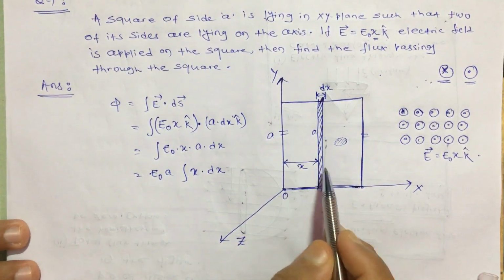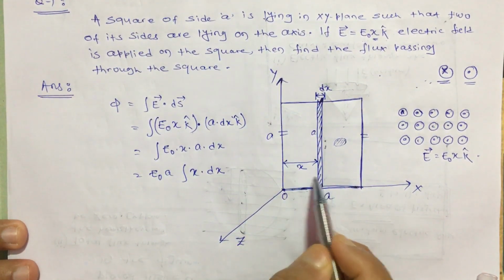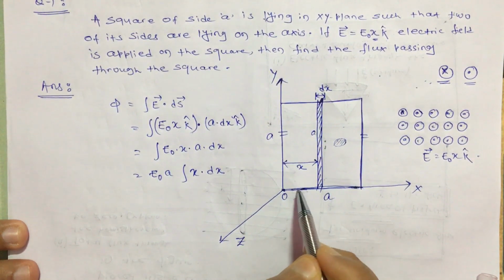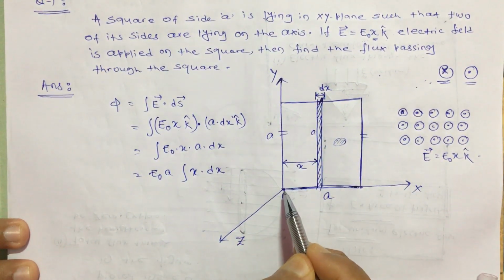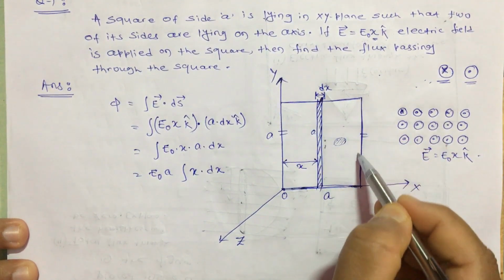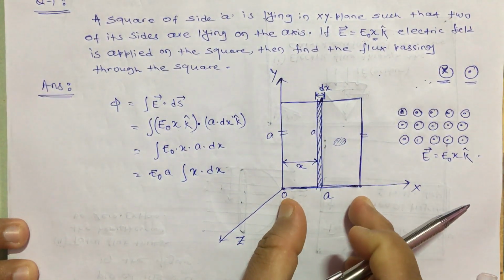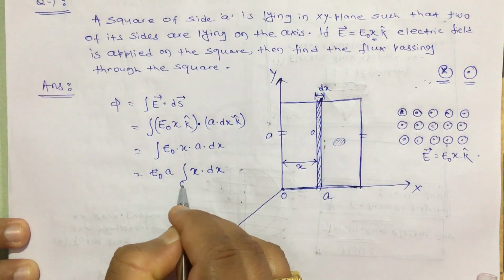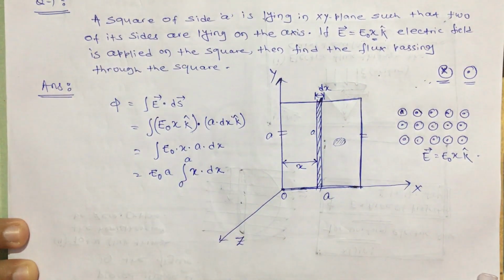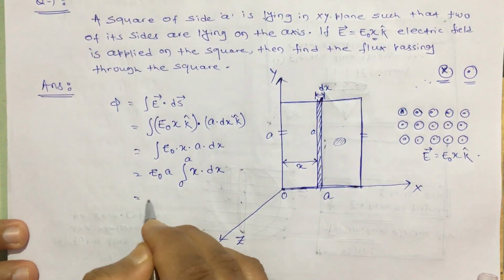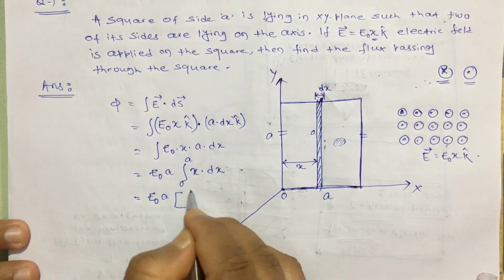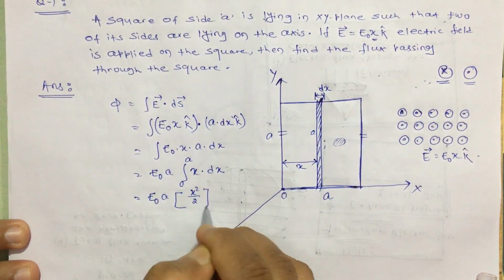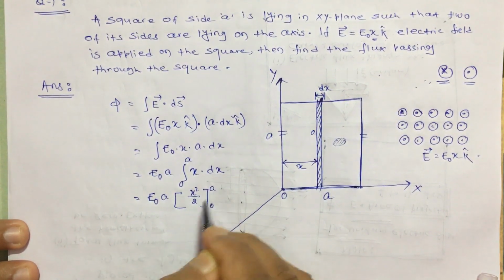See, what is x? x is the distance of this strip from the origin. So if we choose an element here, the x value will be 0. If we choose the element here, the x value will be this, that is A. So the x value is changing from 0 to A. So I can write it as E naught into A into the integration of x dx, which is x square by 2, with limit from 0 to A.